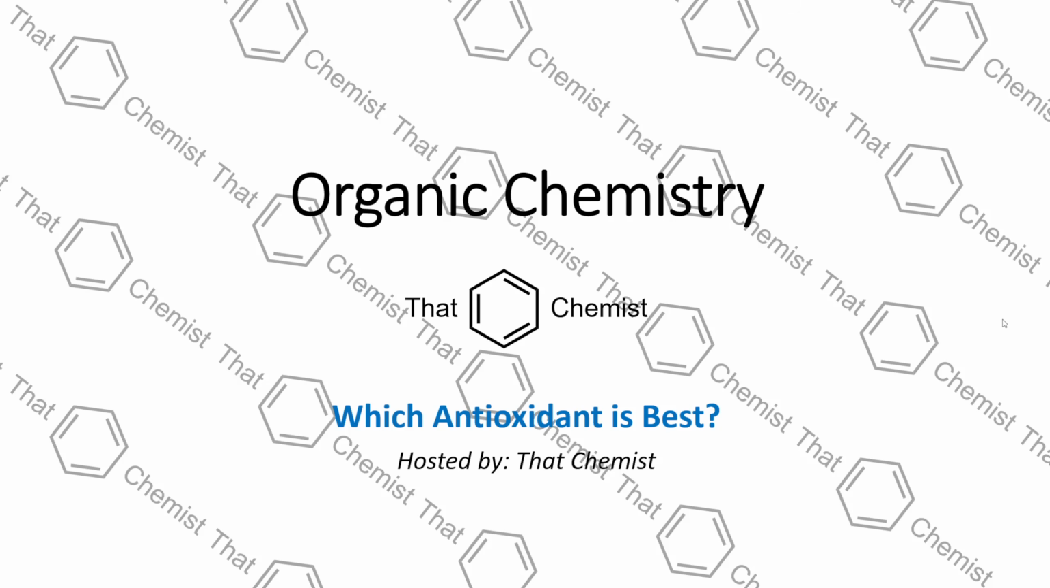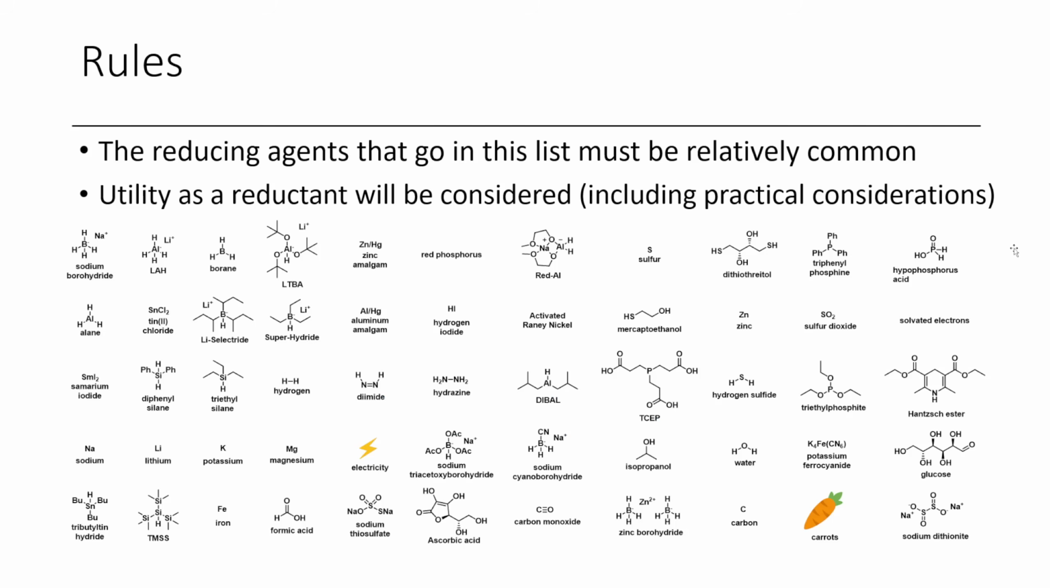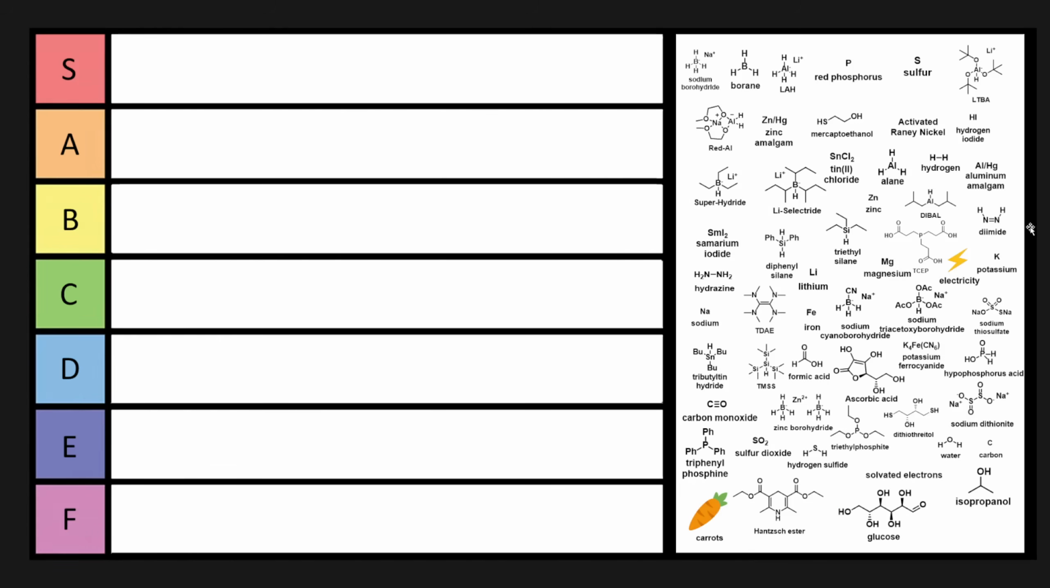Welcome back, I'm That Chemist, and today we have another tier list video, and we have some extra special chemicals that we're going to be ranking this time. We're going to be ranking the reducing agents today, which are also known as antioxidants. The rules for today's tier list are that they must be relatively common chemicals. Additionally, we're going to be considering their utility as reductants, broadly speaking. So without further ado, let's get started.